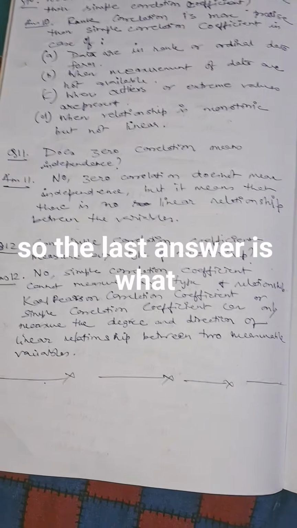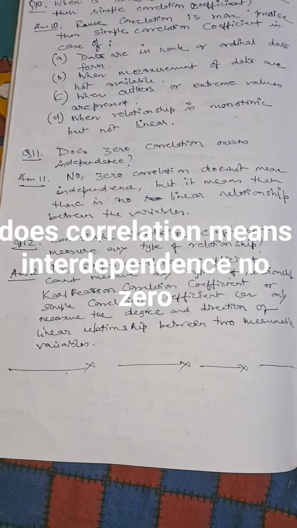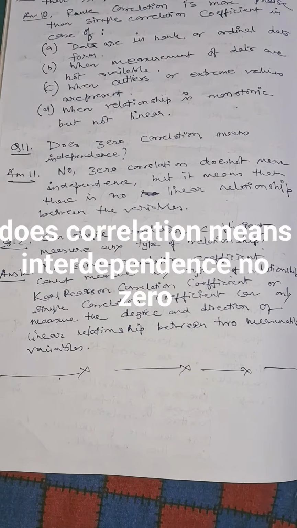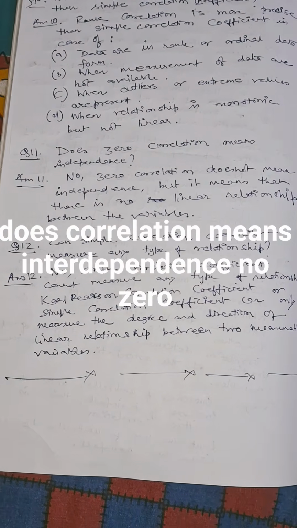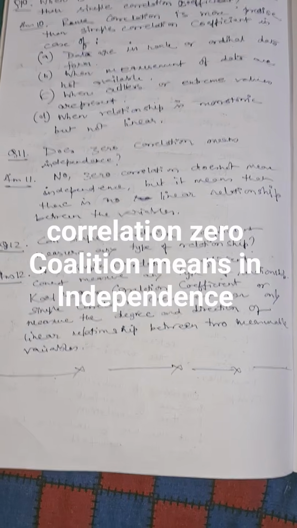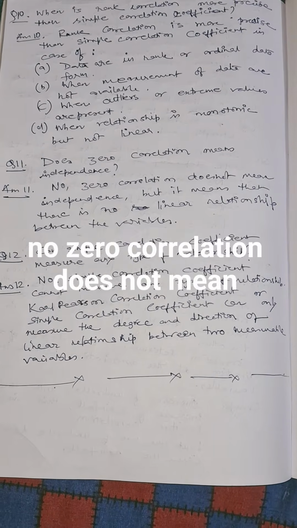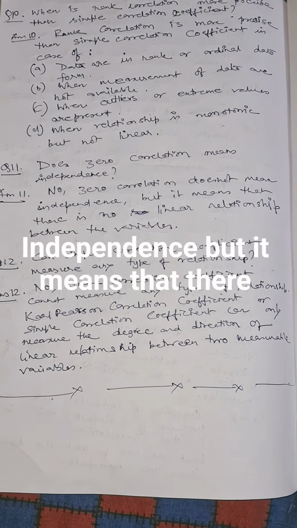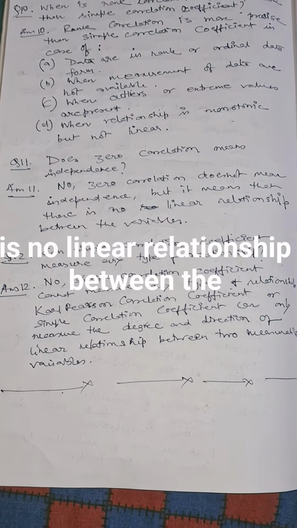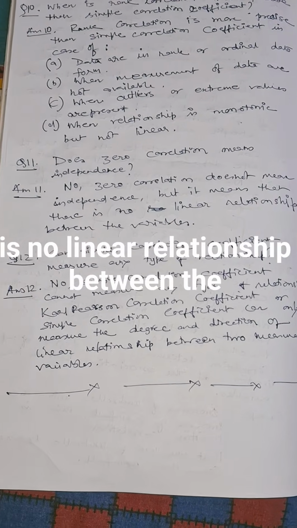Question 11: does zero correlation mean independence? No. Zero correlation does not mean independence, but it means that there is no linear relationship between the variables.